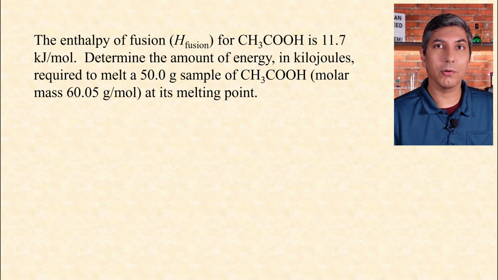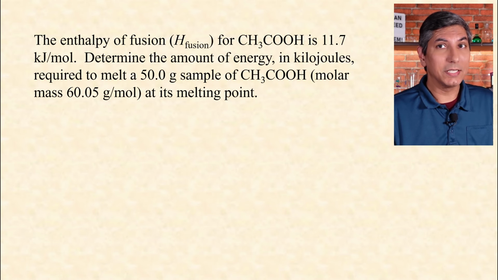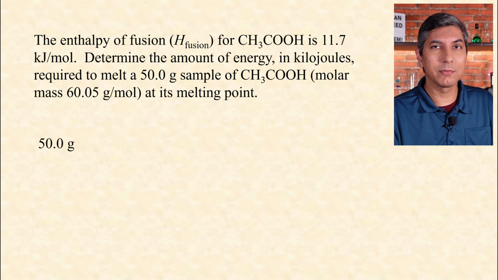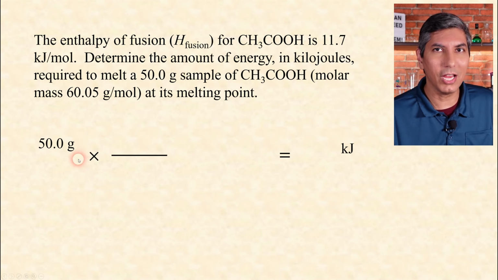The enthalpy of fusion, or H fusion, for ethanoic acid, CH3COOH, is 11.7 kilojoules per mole. Determine the amount of energy in kilojoules required to melt a 50.0 gram sample of CH3COOH. Its molar mass is 60.05 grams per mole at its melting point. This is basically a dimensional analysis problem. We're starting with 50.0 grams of the substance, and the question asks us to determine the amount of energy in kilojoules to melt it. Step 1 is convert to moles, just like it is in pretty much any stoichiometry problem.